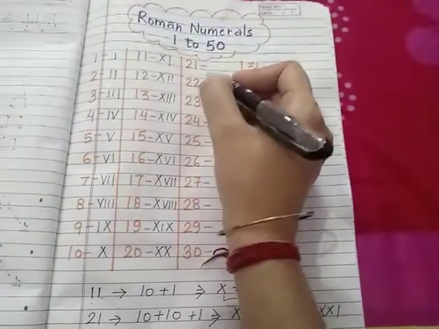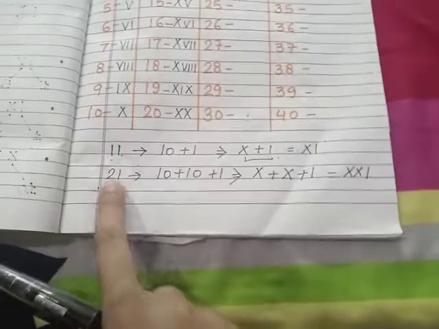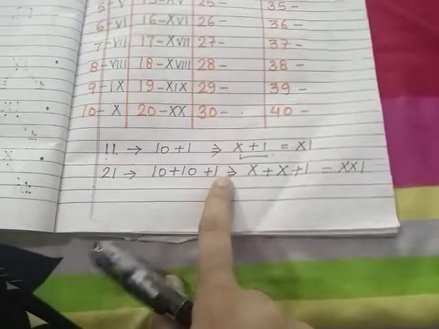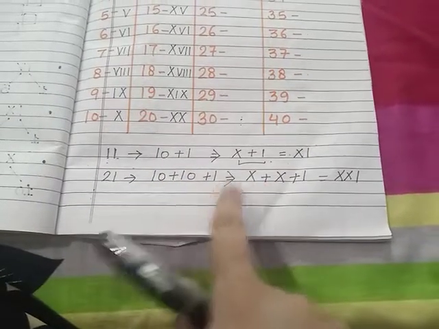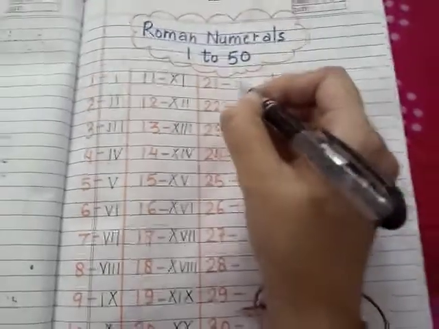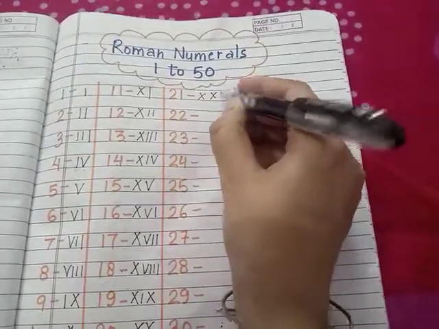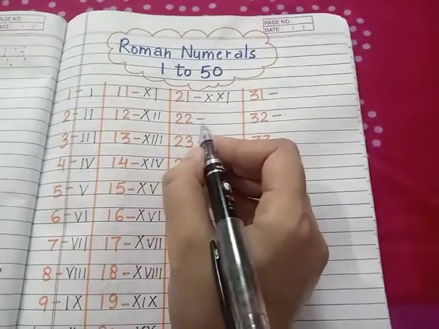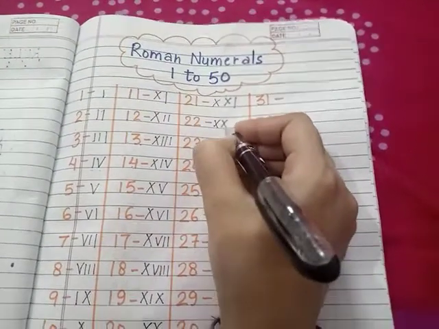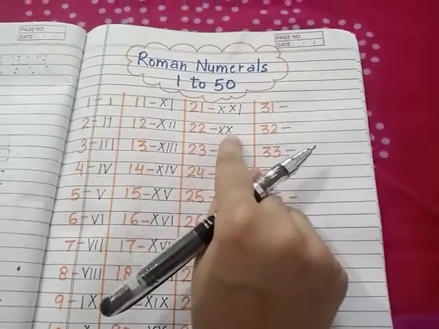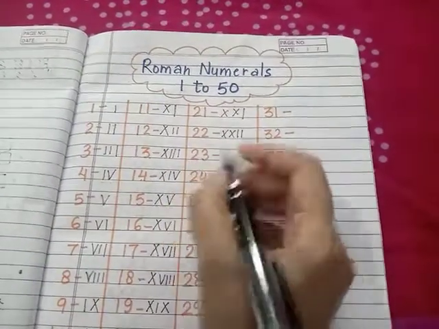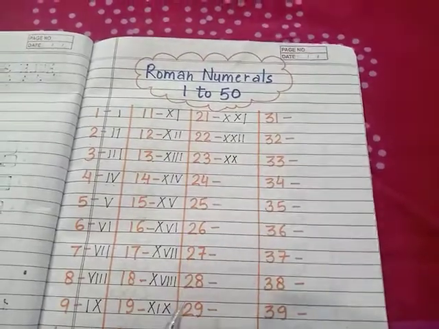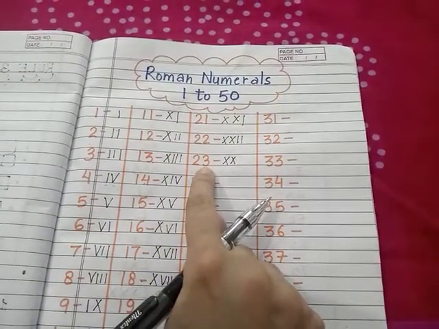Now for 21, as you can see, if we expand 21, then we can write it as 10 plus 10 plus 1, and we know the Roman numeral for 10 is X. So after adding these Roman numerals, we'll get double X I. So we will write it here, double X and I. Now the Roman numeral for 22: first of all, we'll write down the Roman numeral for 20, that is double X, and then the Roman numeral for 2, which is 2 times I. Now for 23, first of all, we'll write down the Roman numeral for 20, and then we'll write down the Roman numeral for 3.